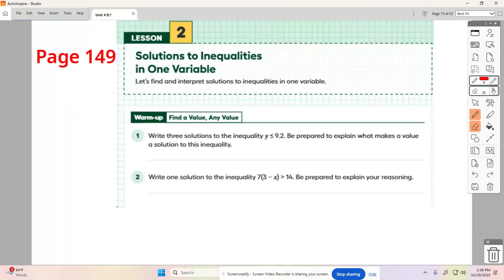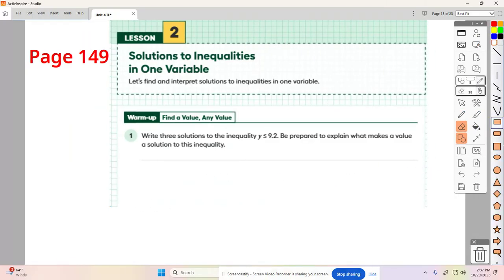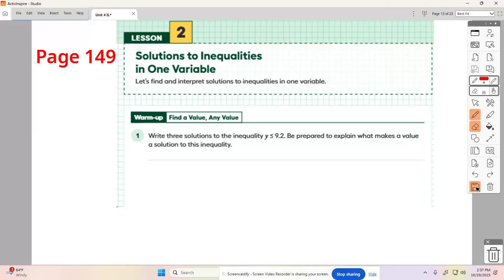All right, lesson 2. This time we're actually going to be doing some solving. So right now on your own, it shouldn't take but 30 seconds. For the warm-up, write 3 solutions to this inequality. Y is less than or equal to 9.2. Do not say a word, just write 3 answers to that inequality.